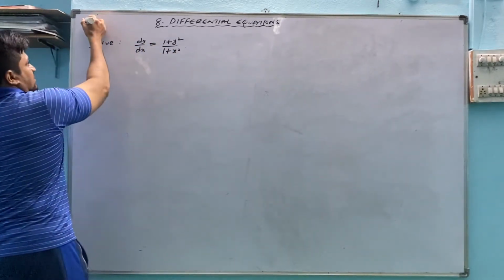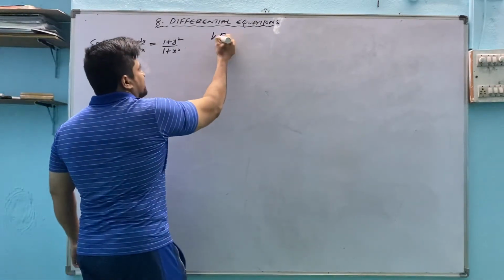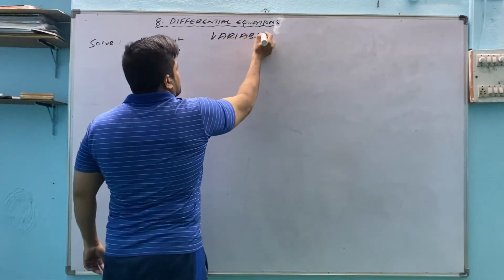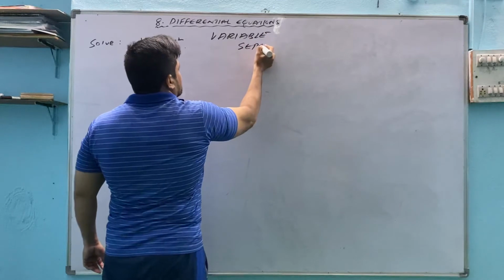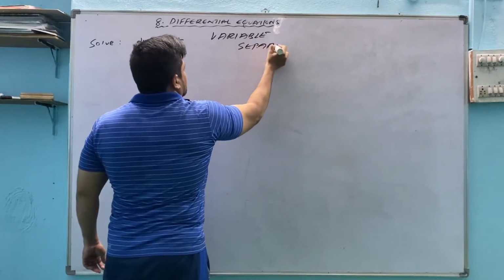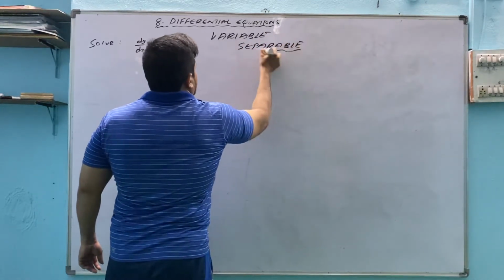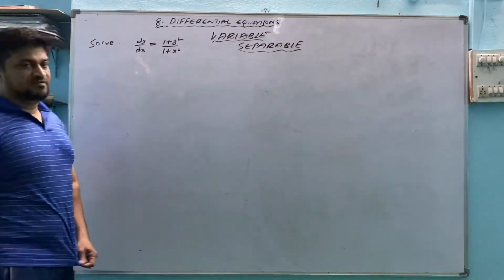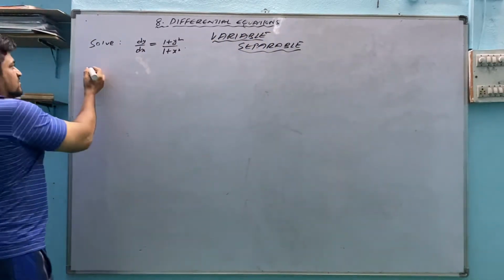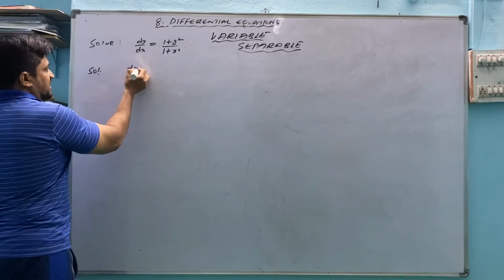Or you can name this one as variable separable. What is variable separable? dy by dx is given to you. In the first step, just write the differential equation.